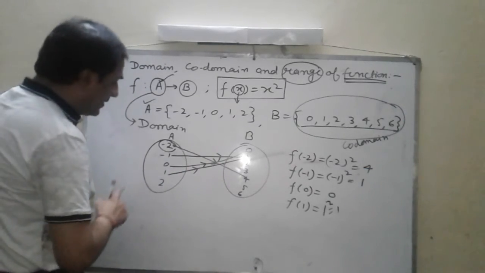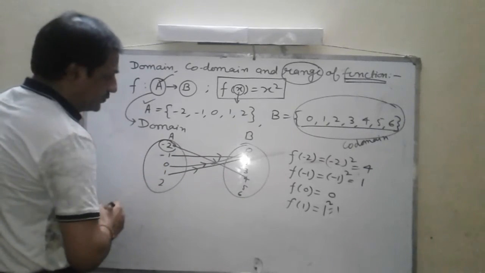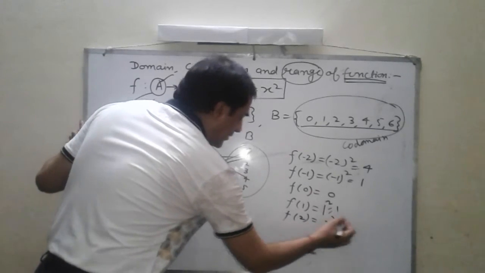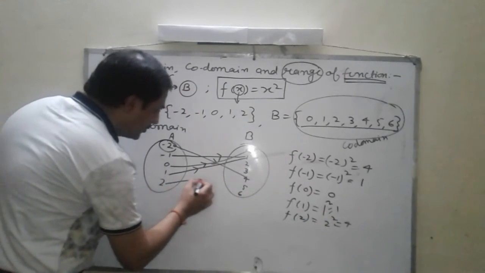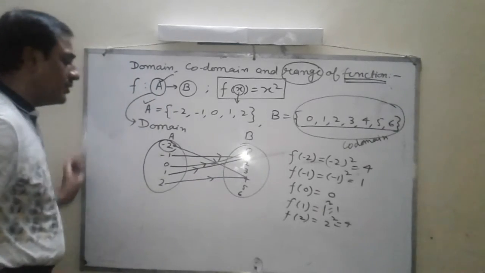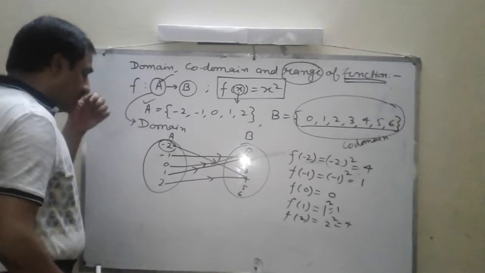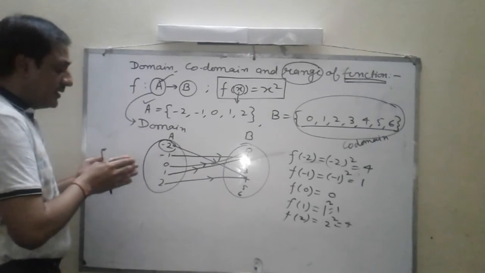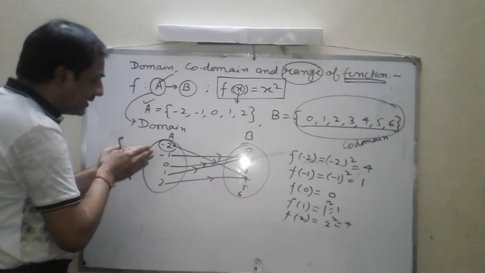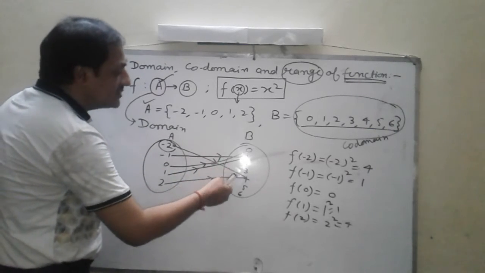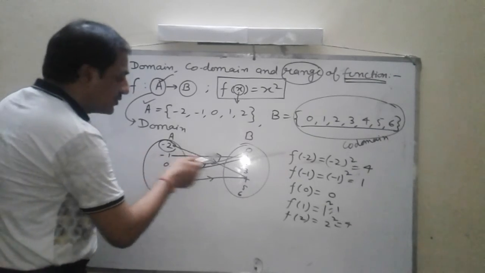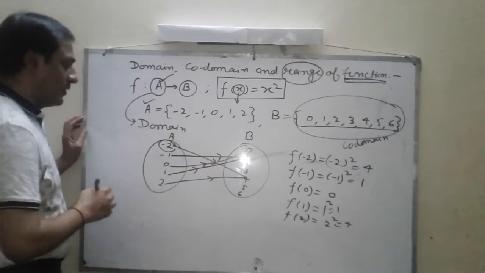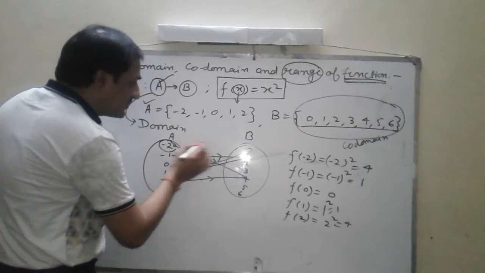Now the last element of set A is 2. F of 2 is equal to square of 2 is equal to 4. Here the image of 2 is also 4. Here each and every element of set A has an image in set B. Here the image of minus 2 is 4, image of 2 is also 4. It means it is a many-one function.